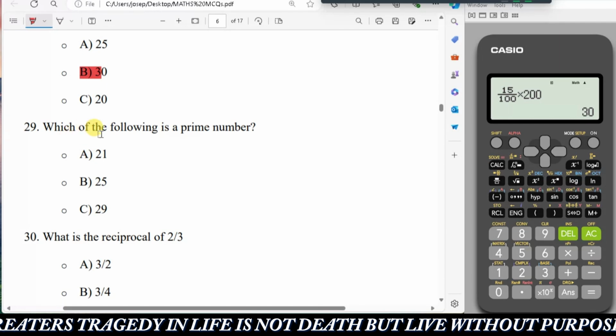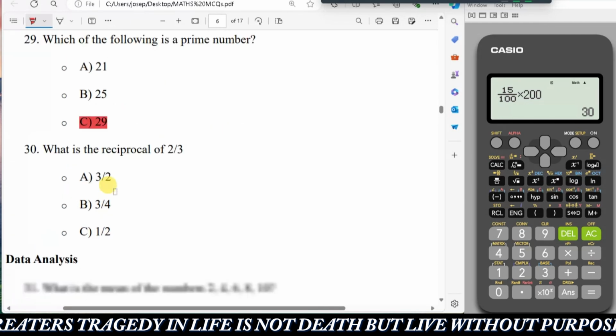Again, question 29. Which of the following is a prime number? We define a prime number as a number that has only 2 factors, 1 and the number itself. So you pick all these numbers. If you can divide it with any other number apart from 1, then it is not a prime. So 21 can be divided by 7 and you get 3, which means it's not a prime. 25 can be divided by 5 to get 5, which means it's not a prime. 29 has no other factor except 1 and itself. So the correct answer here is C.